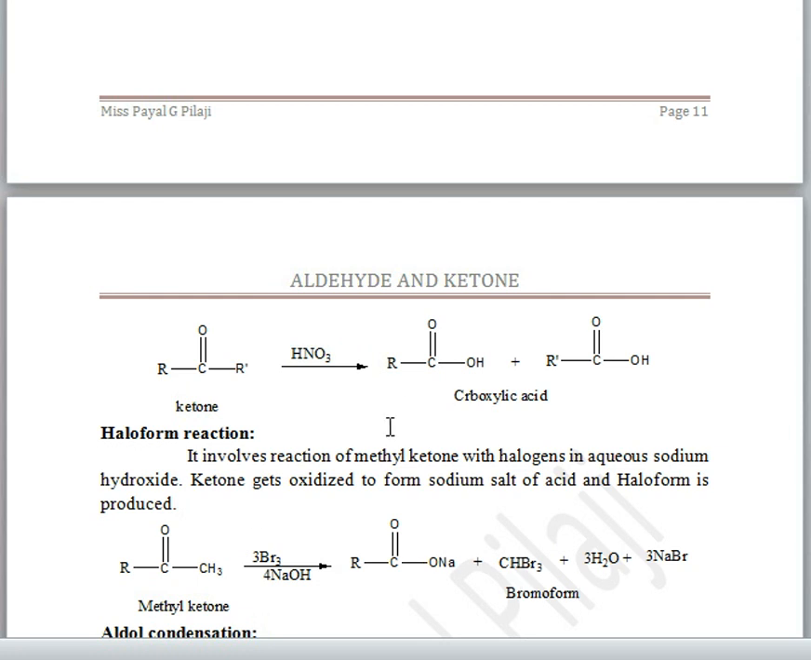So here the aldehydes and ketones chapter is completed. So we stop here.